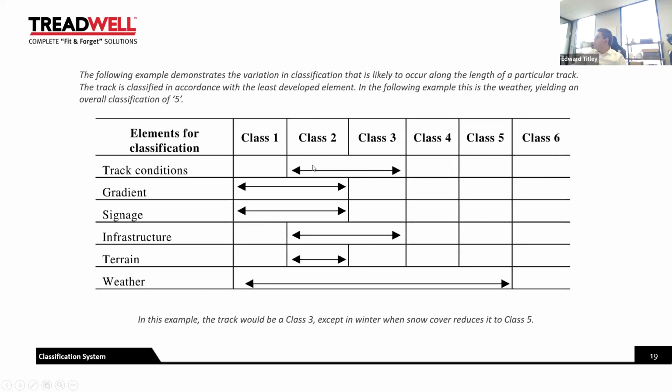Track conditions, you might say, are between 1 and 2, gradient signage between 2 and 3, gradient signage between 1 and 2, infrastructure 2 to 3, terrain on the lines of Class 2, but then weather being quite a broad scope. So thereby we'd consider this track as a Class 3 track, except in winter when snow cover would reduce it to Class 5.